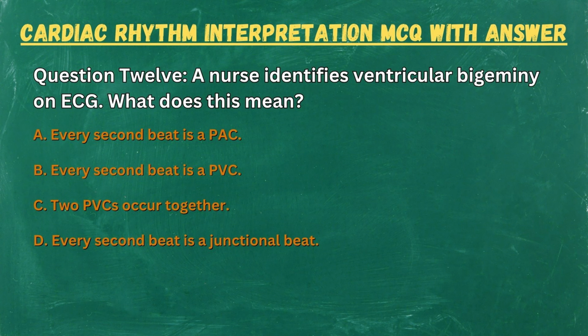Question 12. A nurse identifies ventricular bigeminy on ECG. What does this mean? A. Every second beat is a PAC. B. Every second beat is a PVC. C. Two PVCs occur together. D. Every second beat is a junctional beat. Answer: B. Every second beat is a PVC.